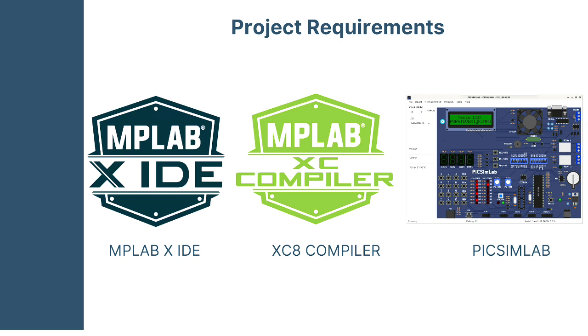So moving on, we are going to discuss the project requirements and the software used during the establishment of the project. To make this project, we used MPLAB XIDE, XC8 compiler and PicSimLab. MPLAB XIDE is used for coding, the XC8 compiler is used to compile the code, and PicSimLab is used for the simulation of the code.